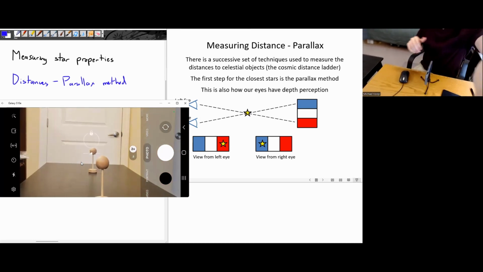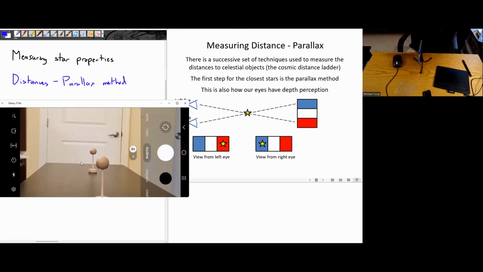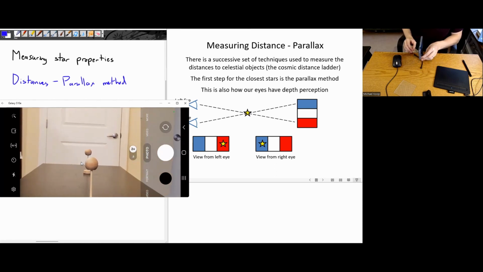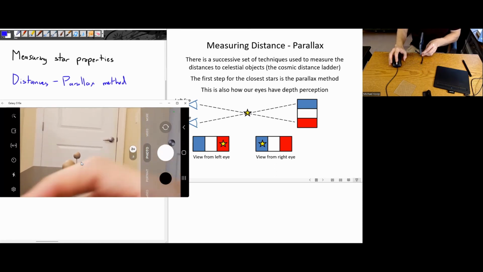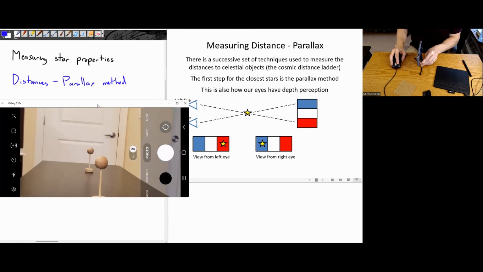Okay, so I want to look at how the camera's view of these two objects, the nearby object and the distant object, compared to the door in the background when I move my camera from side to side. So if I start moving the camera to the side, notice that both objects appear to move compared to that background.